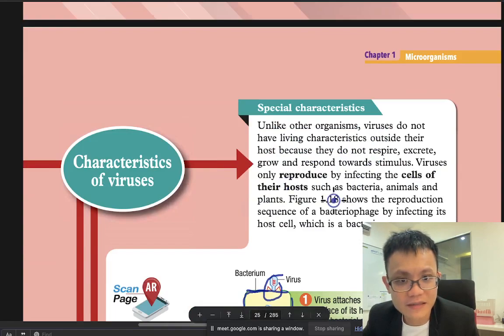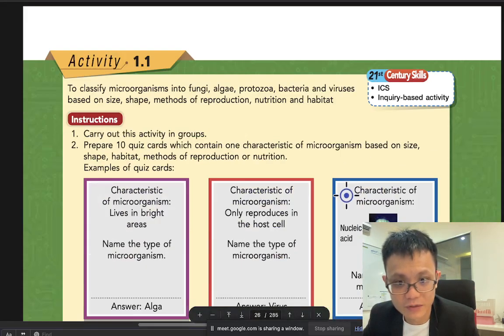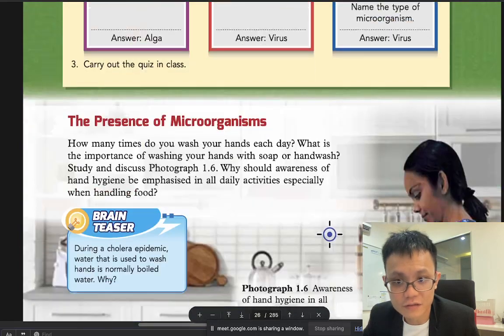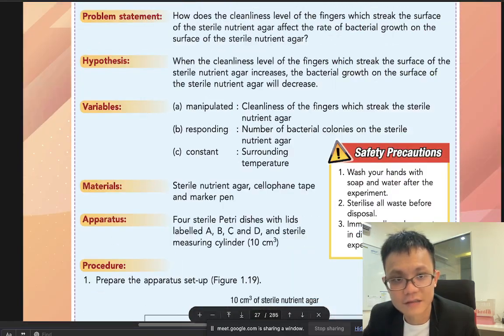Okay, virus is produced by the cells of their host, and they continue to reproduce. So how to solve this problem? Of course, here didn't say how to kill the virus. Here didn't say.